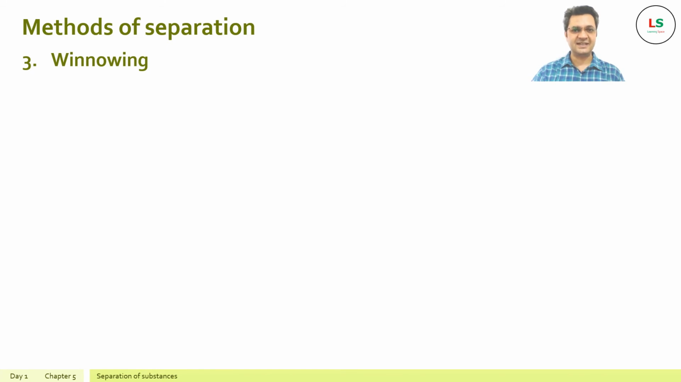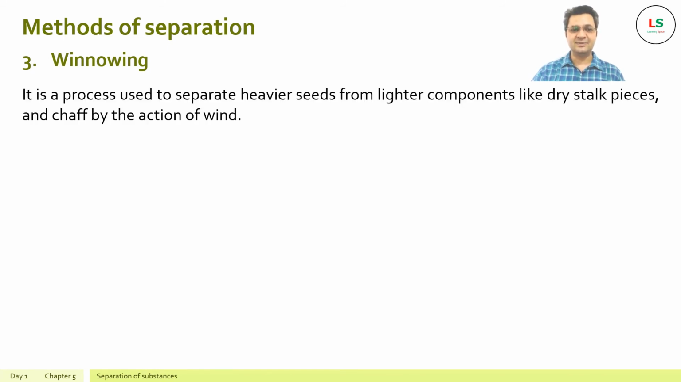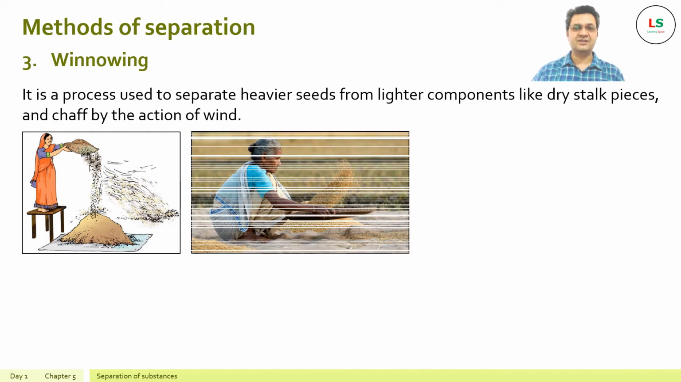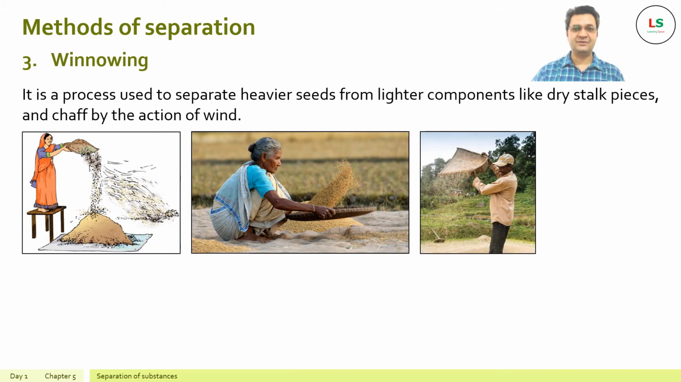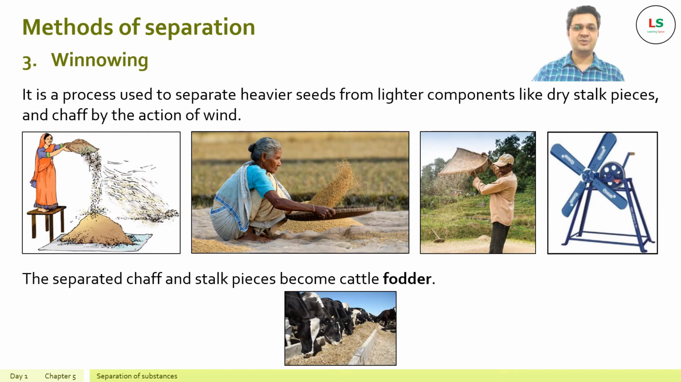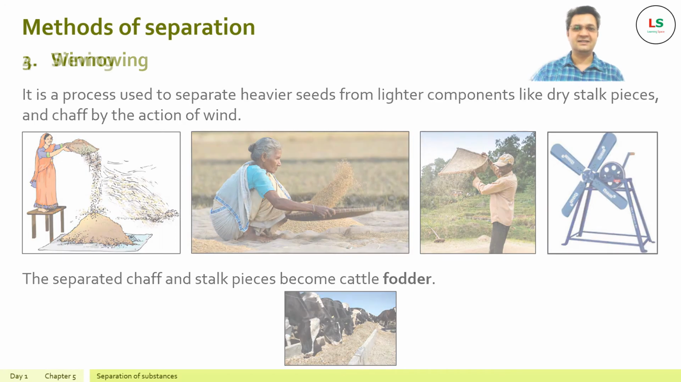Winnowing is the next step after harvesting. It is a process used to separate heavier seeds from lighter components like dry stalk pieces and chaff by the action of wind. The easiest way is to stand on a higher level and then allow the mixture to fall on the ground. The wind blows away the lighter components and the heavier grains form a heap. Hand-operated fans are also quite popular these days. The separated chaff and stalk pieces become cattle fodder.